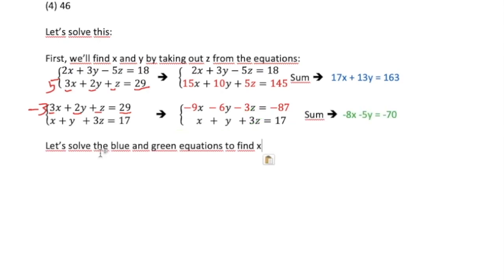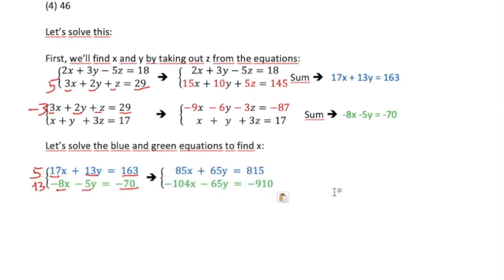So now let's solve the blue and green equations to find x. What we need to do here in order to be able to simplify y is to have the same coefficient here. So now we have a new equation. If you notice here, we have the same coefficient. Alright, so now we have a new equation. We are going to sum them up.